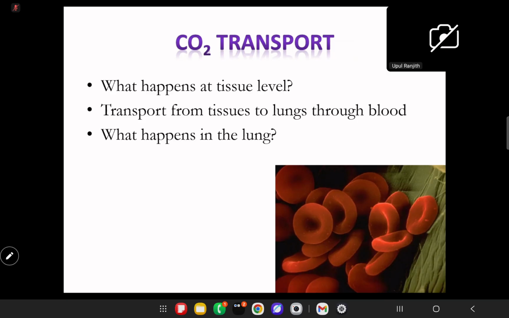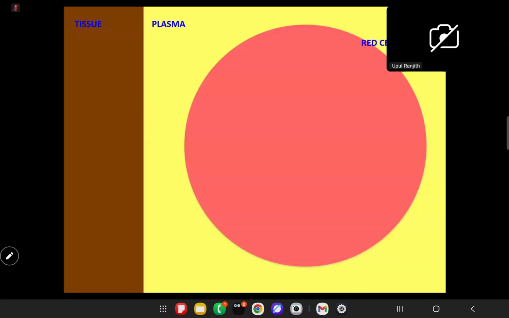Then we'll talk about carbon dioxide transport. So what happens at the tissue level now under these three headings: transport from tissues to lungs through blood, and then what happens in the lung. So these are the topics that we are going to discuss now.